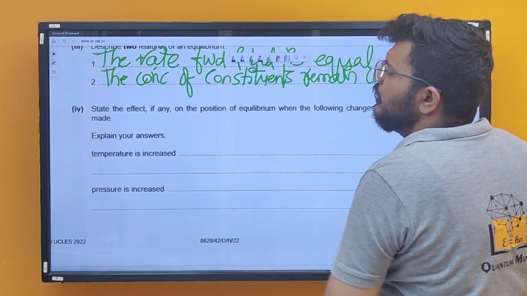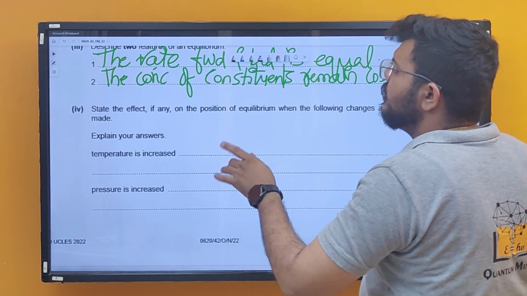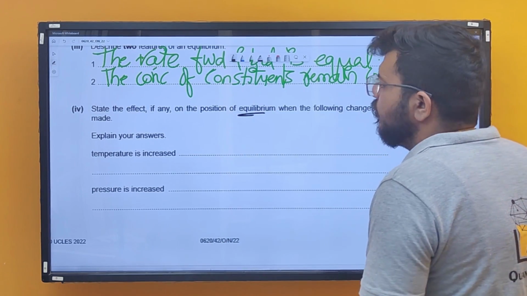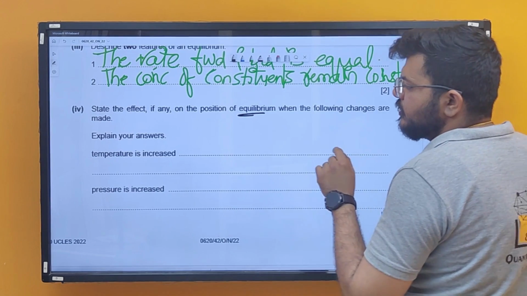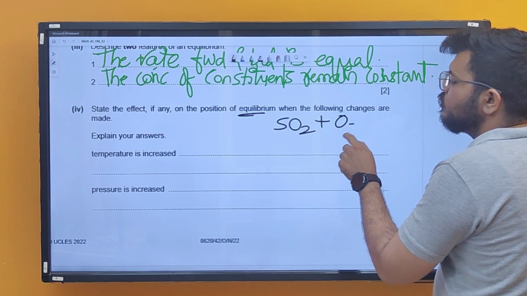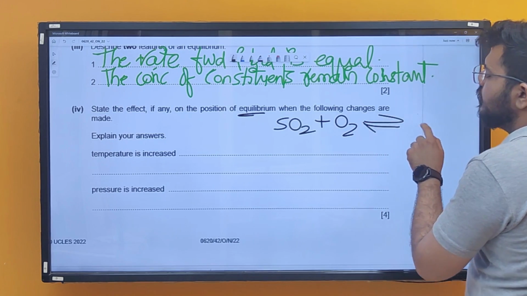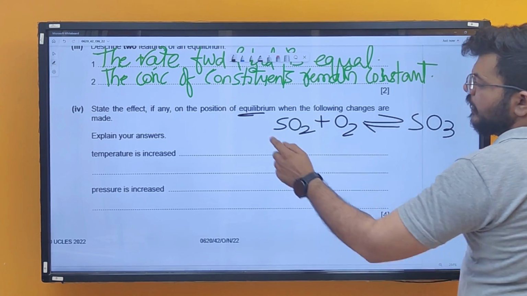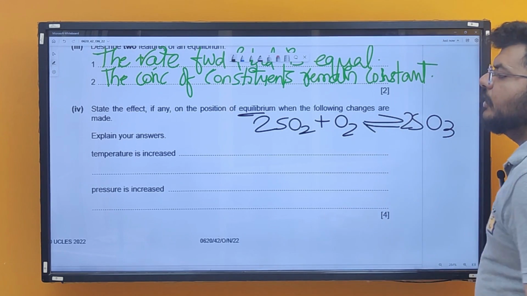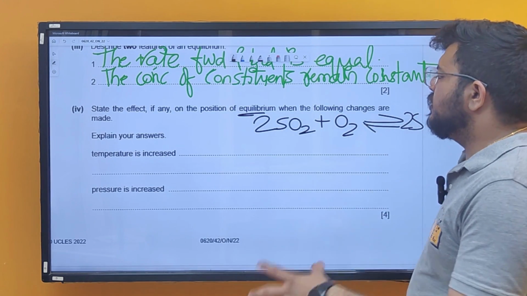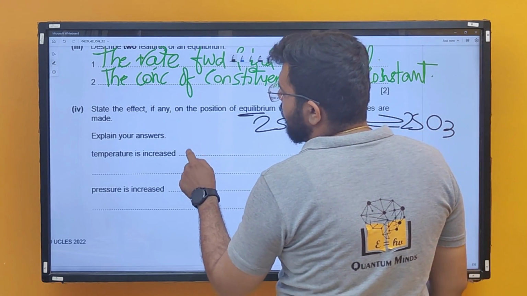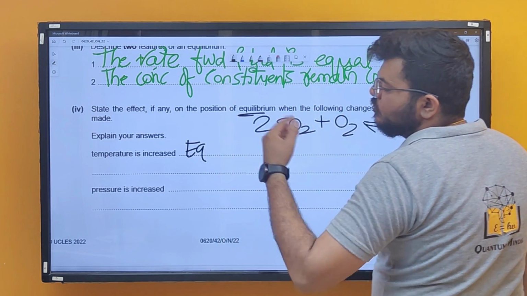Then we have state the effect, if any, on the position of equilibrium when the following changes are made. Explain your answers. So first let us write down what equilibrium do they want us to observe. This gives SO3, 2 and 2 will balance 4, 5, 6. Yes, balances this. If you increase the temperature, forward reaction is exothermic. So equilibrium shifts towards left.